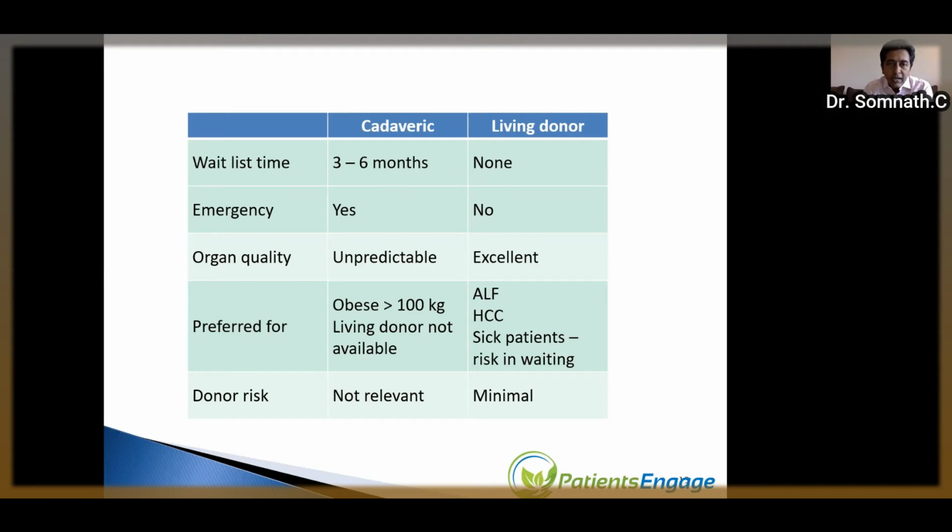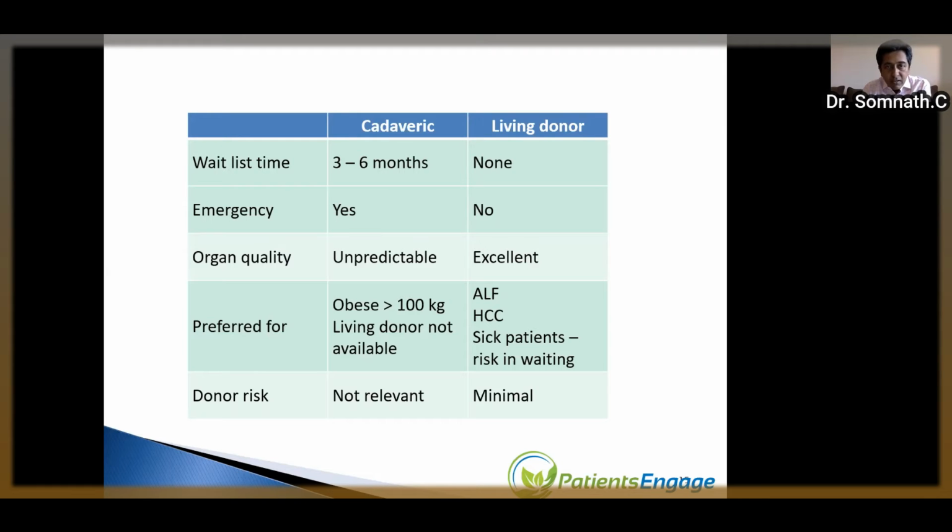The organ quality in cadaveric transplants is usually unpredictable because although they are of good quality, patients who are donating their organs at the time of death are usually elderly and usually have diabetes or a heart problem. In living donors, the organ quality is excellent. Cadaveric transplants are preferred for patients who are very obese and there is no suitable donor in the family, or a living donor is not available. And living donors are preferred for patients with acute liver failure, patients with liver cancer or HCC, and patients who are very sick and cannot wait for 3 to 6 months. For cadaveric transplants, the donor risk is not relevant.